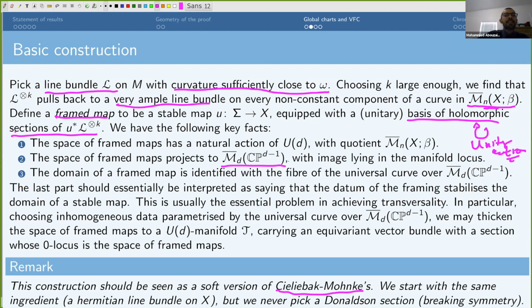And then the last property that we need is that this map to projective space doesn't collapse any components. That's the correct way to say this. It doesn't collapse any components. So what it means is that it stabilizes the domain.